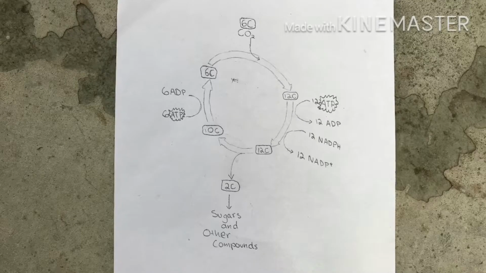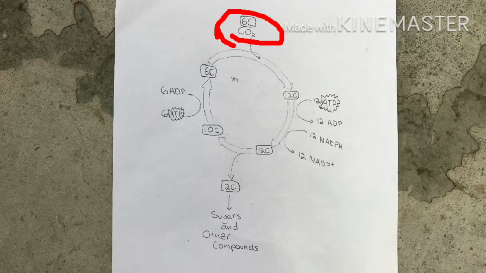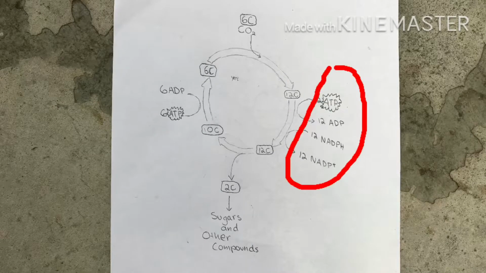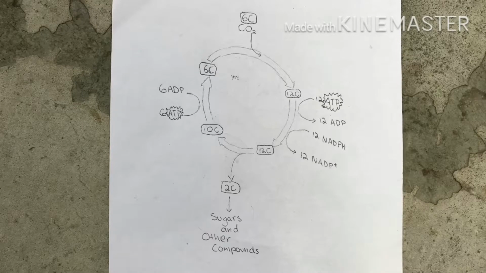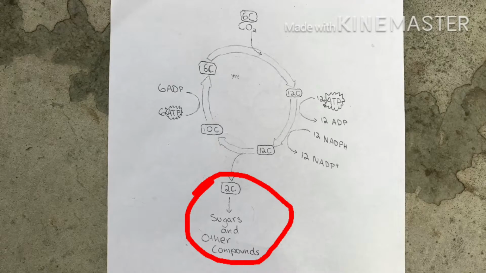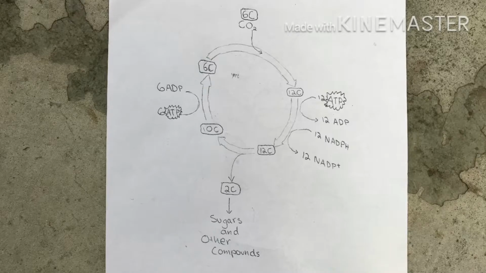The next stage in photosynthesis is the Calvin cycle, which takes place in the chloroplast. 6 carbon dioxide molecules are combined with 6 5-carbon molecules to produce 12 3-carbon molecules. Energy from ATP and high energy electrons from NADPH are used to convert the 12 3-carbon molecules into higher energy forms. 2 of the 3-carbon molecules are removed from the cycle to produce sugars like glucose, which is the main product of photosynthesis, and other compounds. The remaining 10 3-carbon molecules are converted back into 6 5-carbon molecules, which are used in the next cycle.